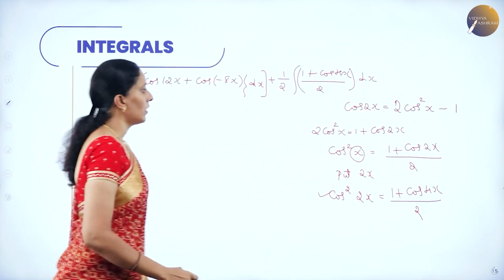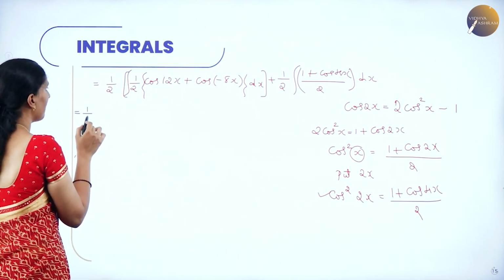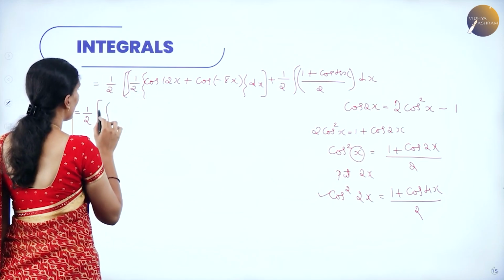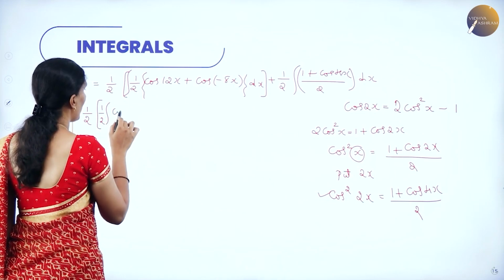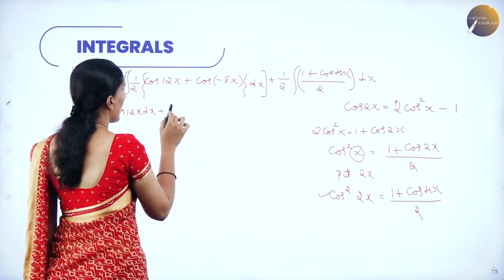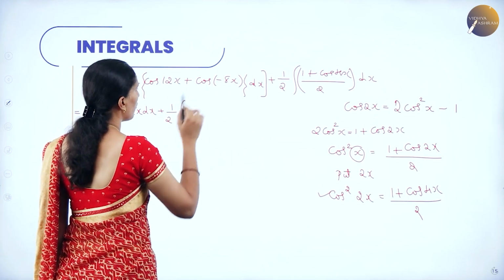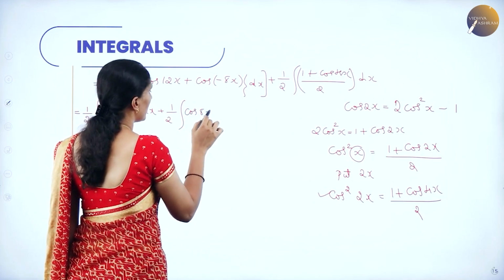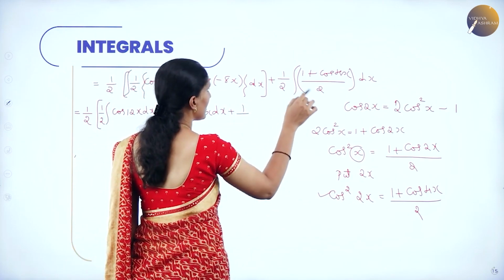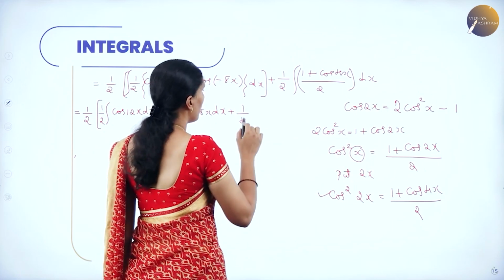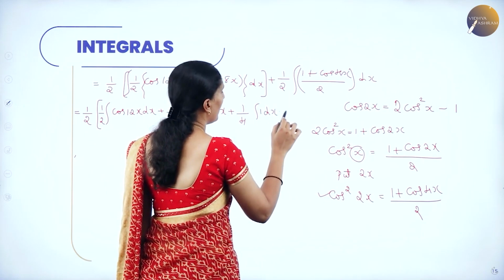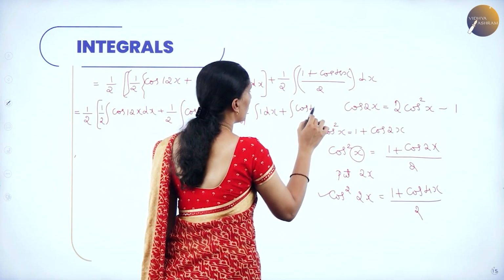Now let us integrate each one separately. We have half, and here we have separately the integral of, I can take half outside here also, cos 12x into dx. Next we have plus half integral of cos of minus 8x, which is cos 8x only, into dx. Next again we have half. I can take half outside so that it becomes 1 by 4 into the integral of 1 into dx, again plus the integral of cos 4x dx.